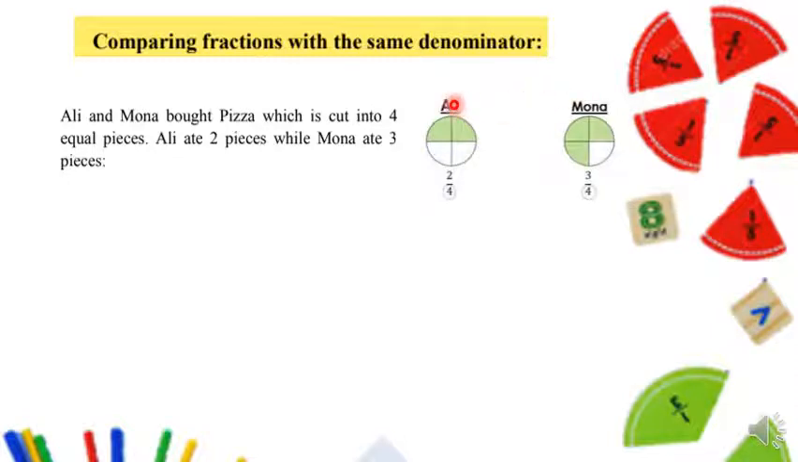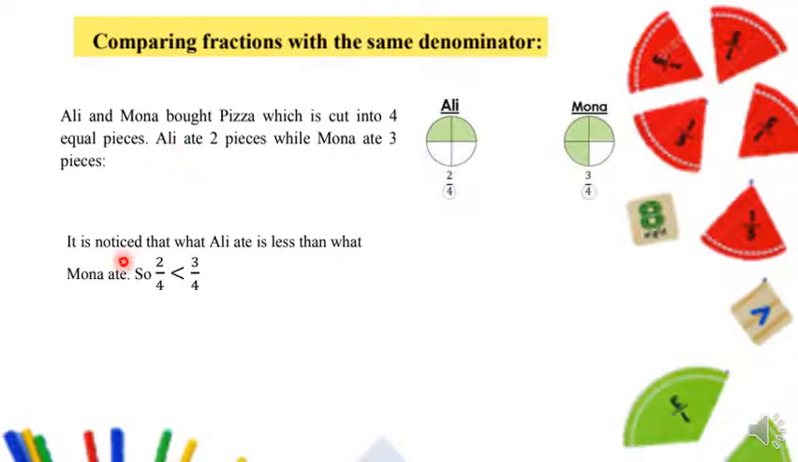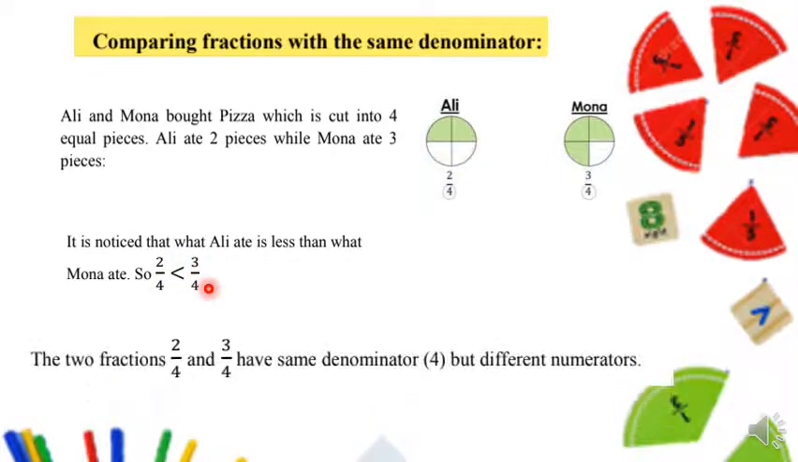So, the fraction representing the pieces eaten by Ali is 2/4, while the fraction representing the pieces eaten by Muna is 3/4. So it is noticed that what Ali ate is less than what Muna ate. So 2/4 is less than 3/4. The two fractions 2/4 and 3/4 have the same denominator, which is 4, but they have different numerators.